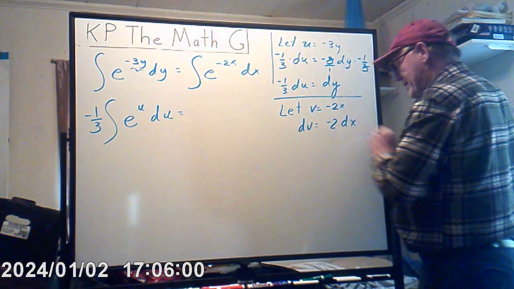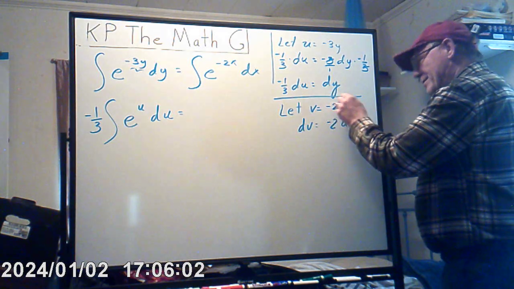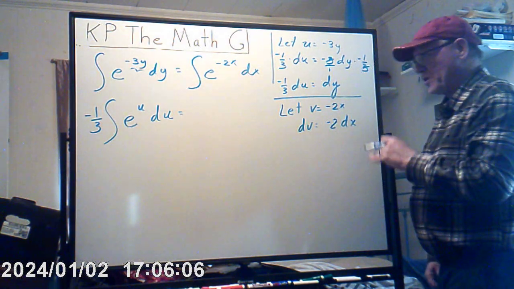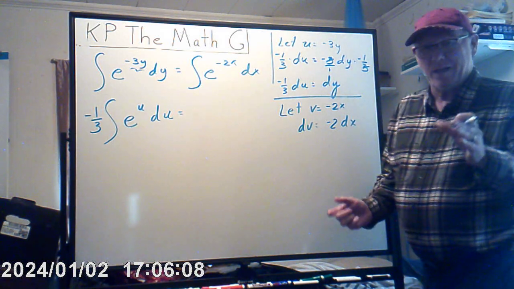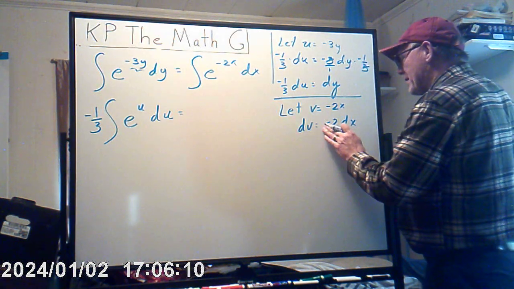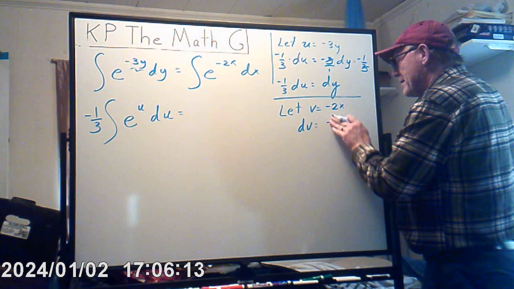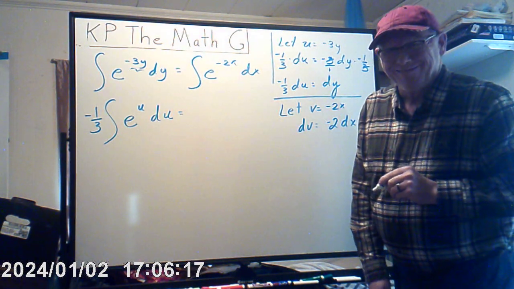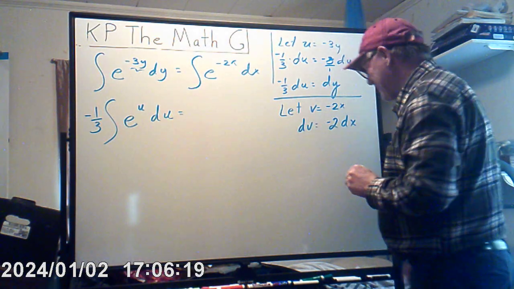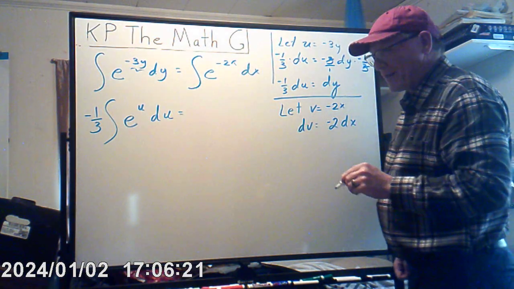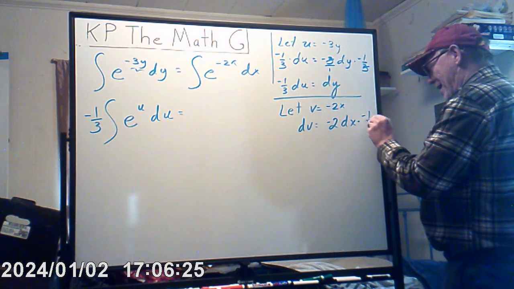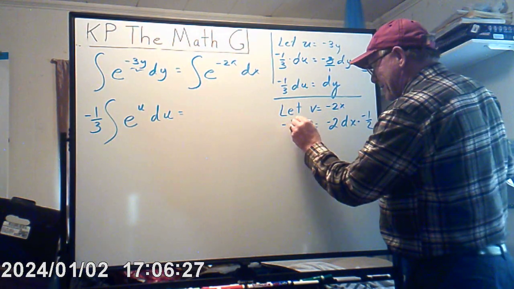Negative 2 dx. If the derivative of negative 2x is negative 2, Kp to math G. Aren't you Kp to math G? Yes, I'm Kp to math G. Okay, but anyway, I'm also human. I make mistakes. Too many, more than I'd like to admit. Times. Now that looks better.